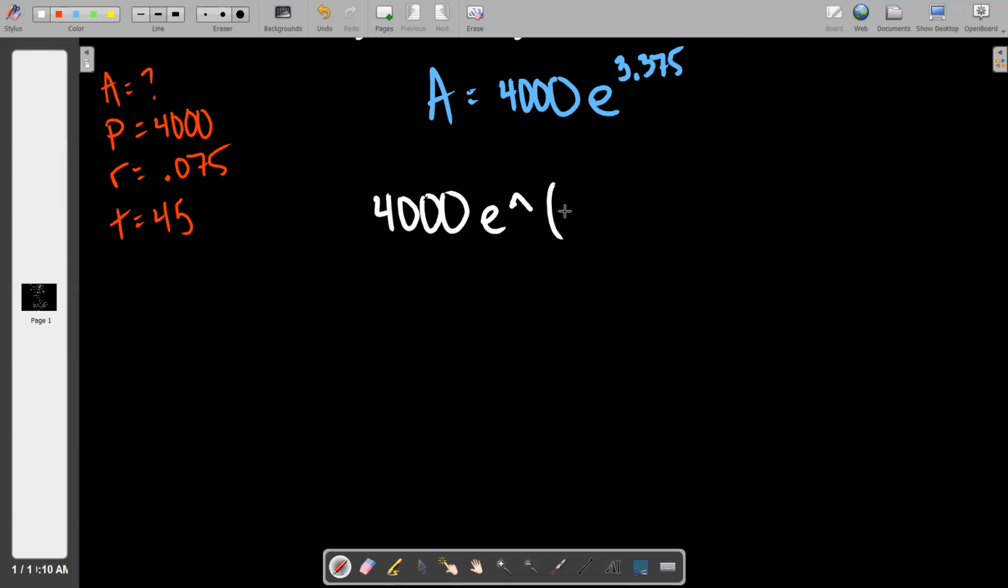And in this case, you could type in 0.075 times 45, or you could type in the result of that, which we've already done. So I'm just going to put in 3.375. I'm going to close those parentheses. I'm going to hit enter. And I'm going to figure out that the answer is going to be $116,897 with 14 cents. And I rounded the 3 up to a 4 because there was a 5 after it. Any stress about that?